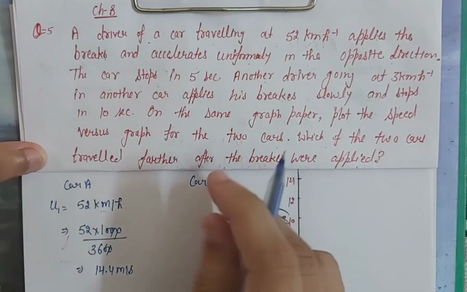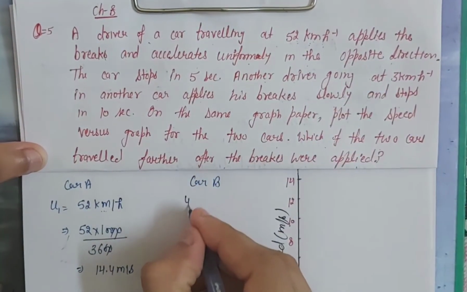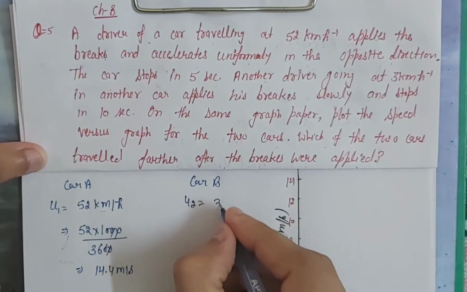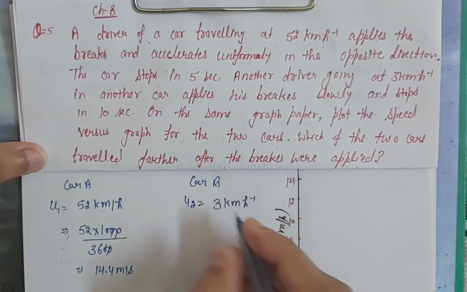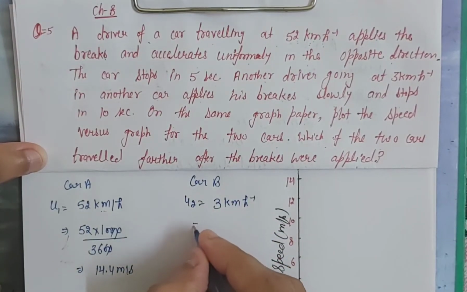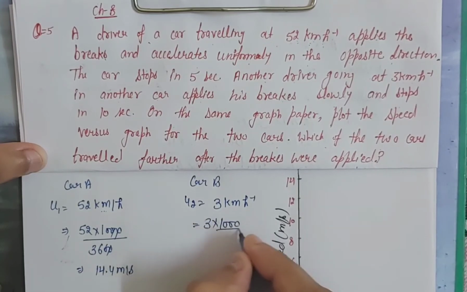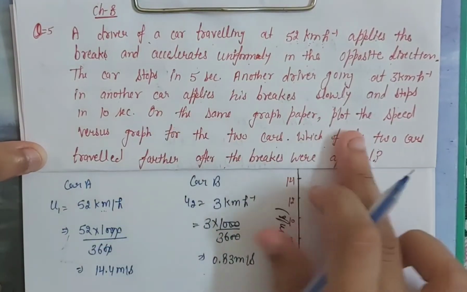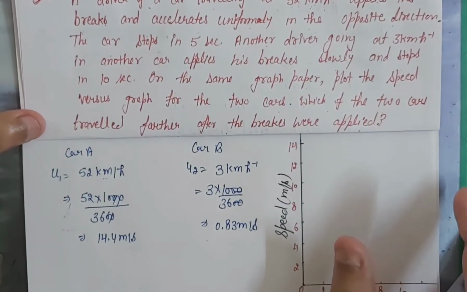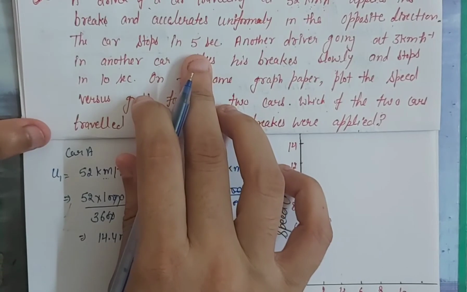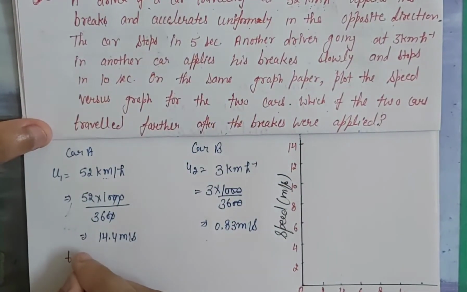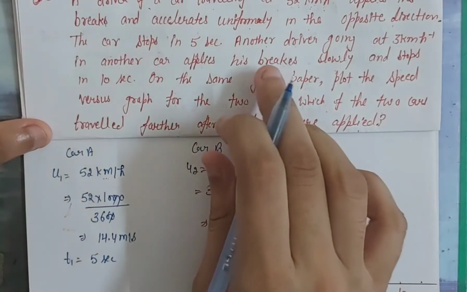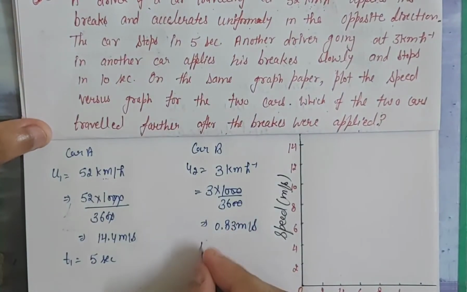Same with car B. Car B's u2 value is given as 3 km per hour. So change it into meter per second: 3 multiplied by 1000 divided by 3600. So cut it, and its value will come to 0.83 meter per second. So now what is the value of time? Time value t1 for car A is given as 5 seconds, and t2 is given as 10 seconds.